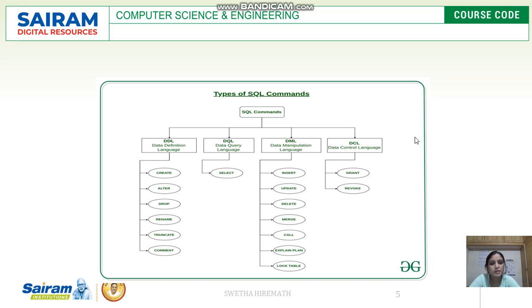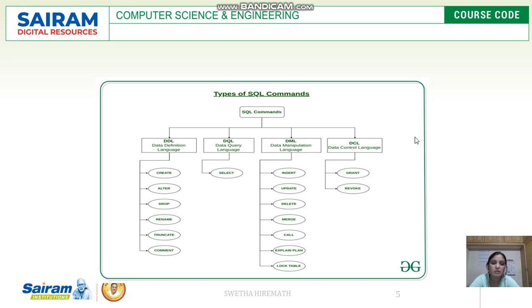The grant command is used in order to provide special permissions to that particular user over that table. Revoke means we'll be taking back the permissions which have already been given to the user.